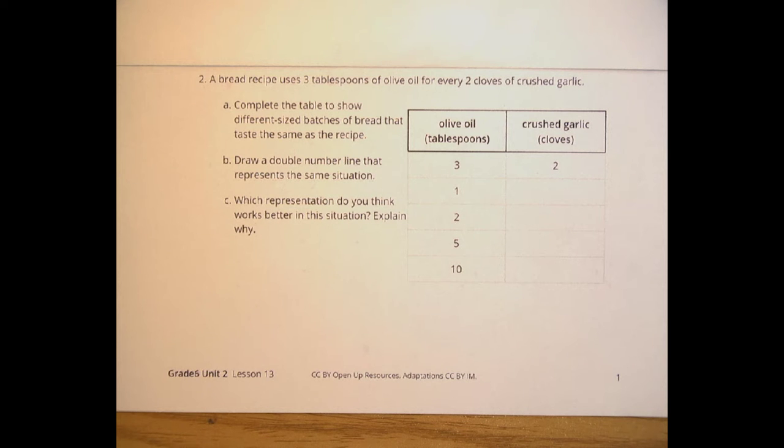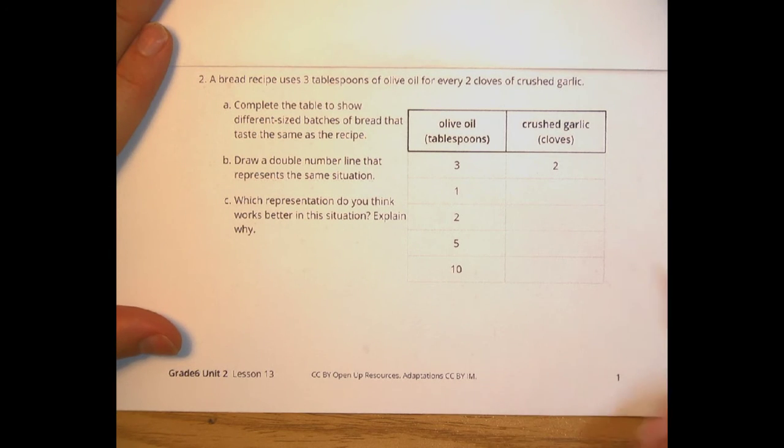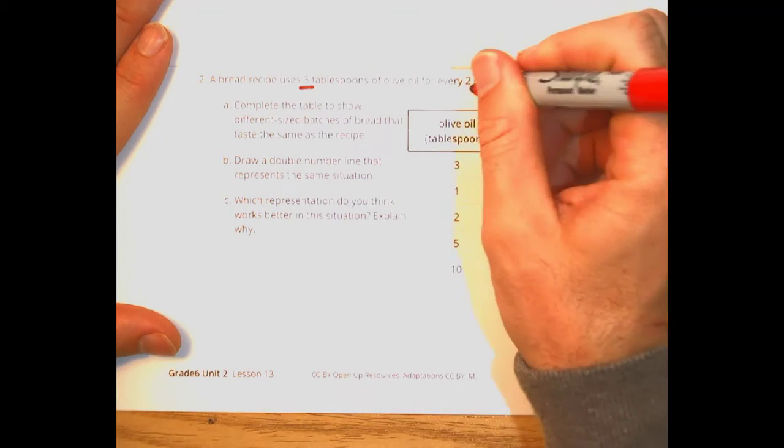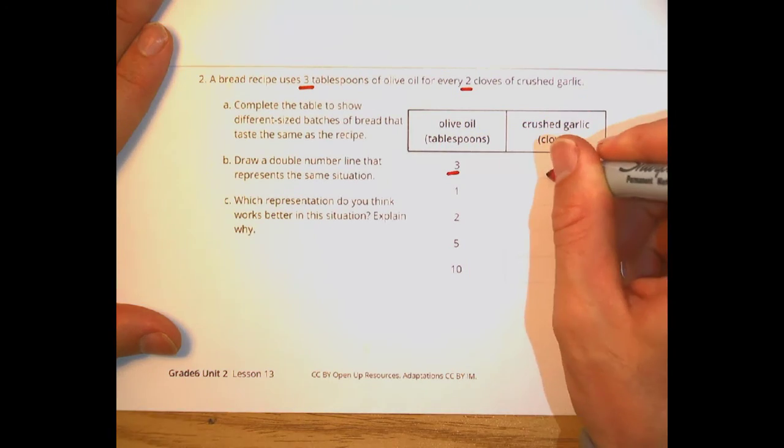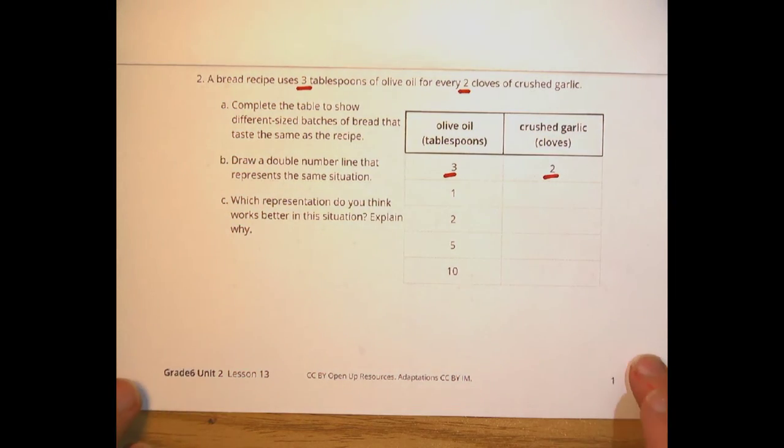Unit 2, Lesson 13, Practice Problems number 2. A bread recipe uses 3 tablespoons of olive oil for every 2 cloves of crushed garlic. 3 to 2, olive oil, 2 crushed garlic. A says complete the table to show different sized batches of bread that taste the same as the recipe, aka equivalent ratios.